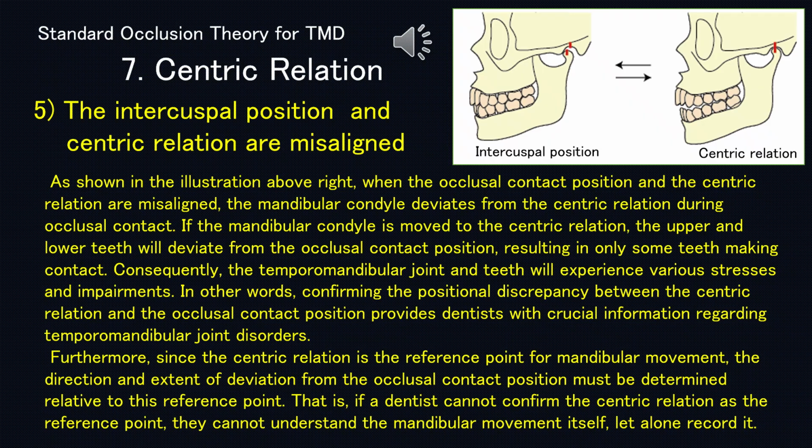In other words, confirming the positional discrepancy between the centric relation and the occlusal contact position provides dentists with crucial information regarding temporomandibular joint disorders. Furthermore, since the centric relation is the reference point for mandibular movement, the direction and extent of deviation from the occlusal contact position must be determined relative to this reference point. That is, if a dentist cannot confirm the centric relation as the reference point, they cannot understand the mandibular movement itself, let alone record it.